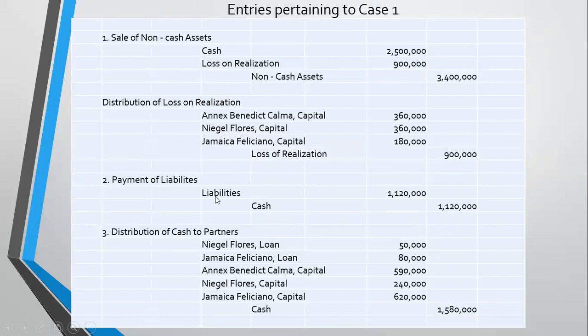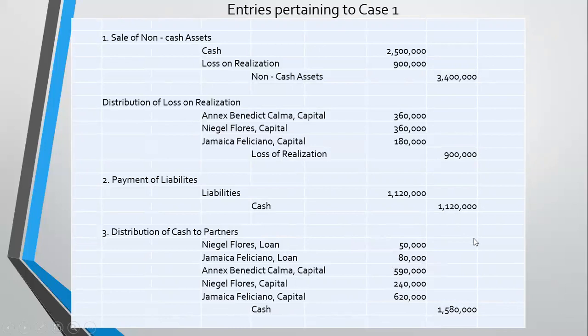And second, payment of liability. So you debit the liabilities for 1,120,000 and credit cash 1,120,000. And the entries for the distribution of cash to partner. So debit natin yung loan account with the corresponding amount as stated doon sa ating statement of liquidation. And then debit yung kanilang mga capital. So kung magkano yung ating ibinalik and credit for a total cash of 1,580,000.